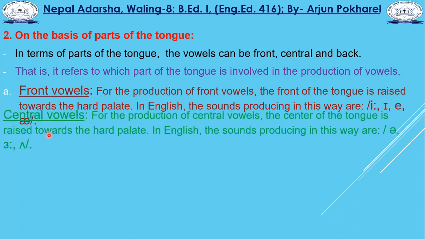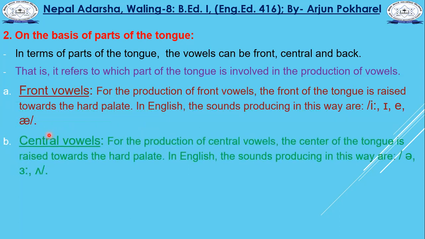Okay, and the next one is what? The next one is central vowels. What happens in central vowels? For the production of central vowels, the center of the tongue is raised towards the hard palate again. Either from the blade to the front part, the blade of the tongue is raised towards the hard palate. So the center of the tongue is raised towards the hard palate.